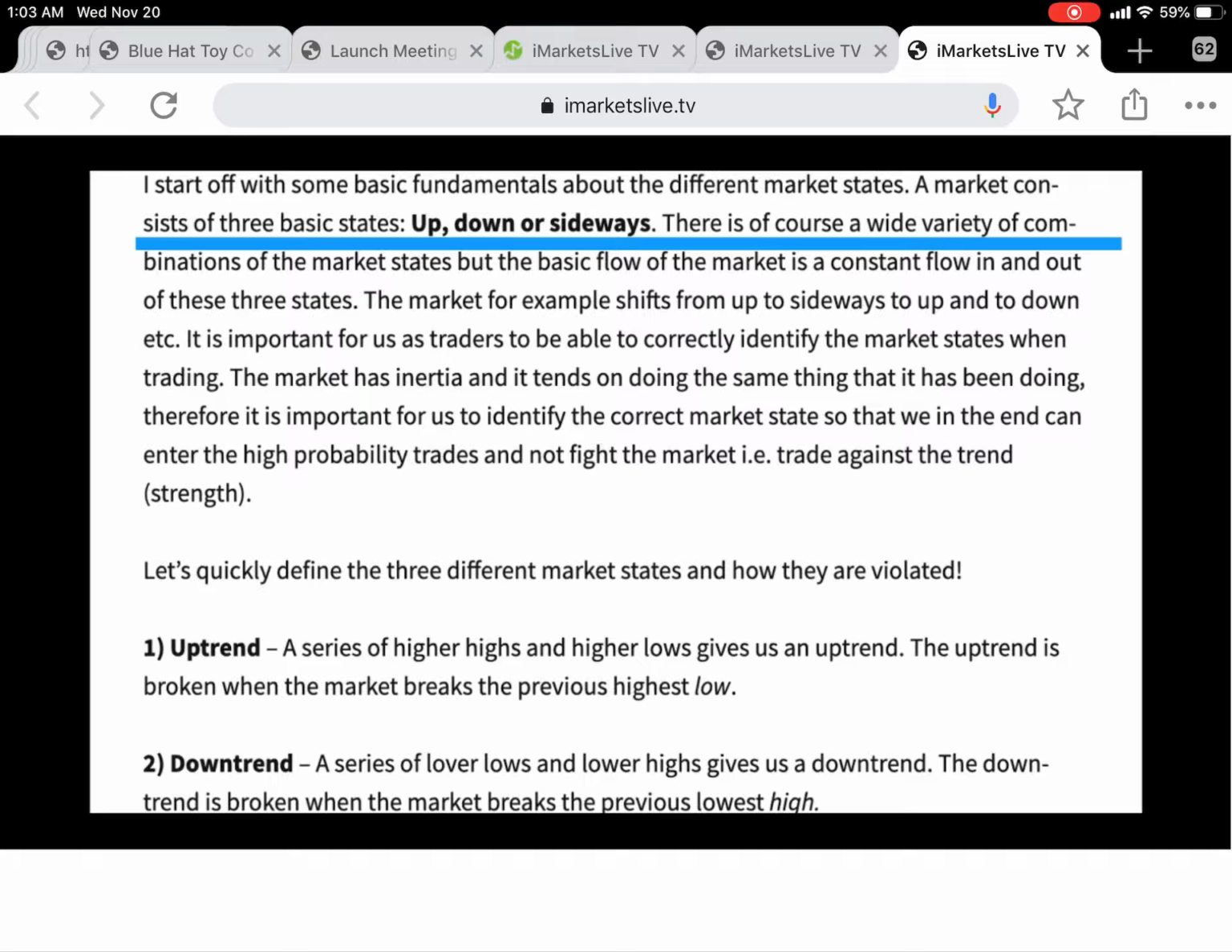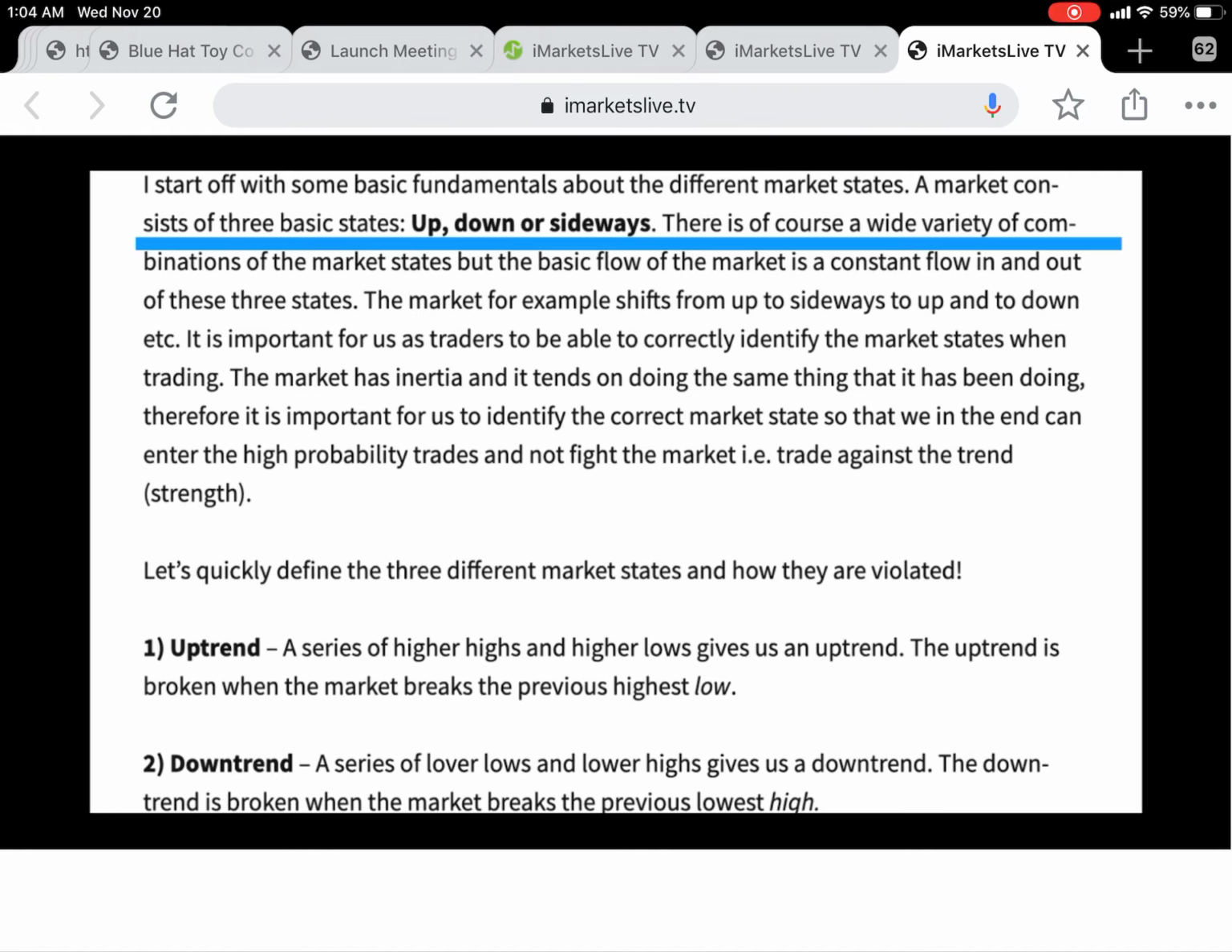Now, let's quickly define the three different market states and how they are violated. The key word of the day is violated. Team, what is the key word of the day? The key word of the day is violated.